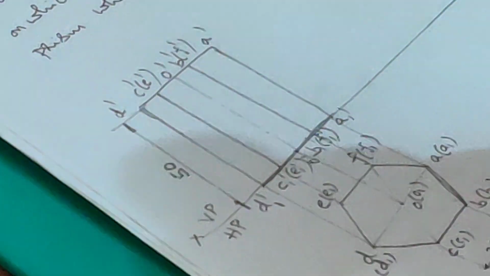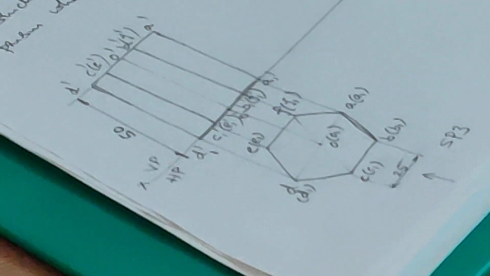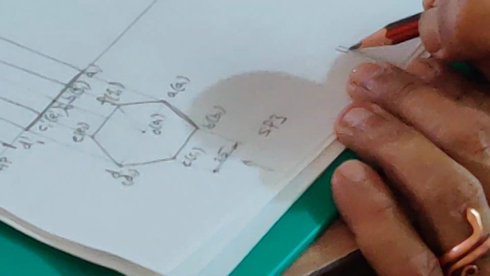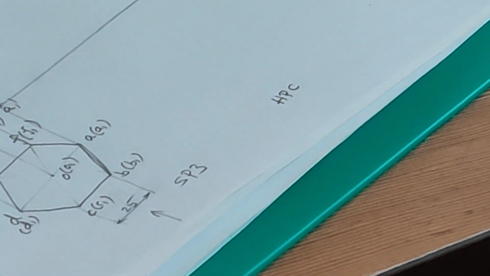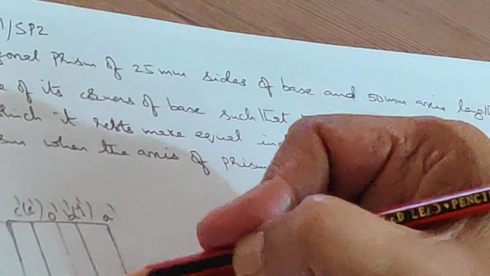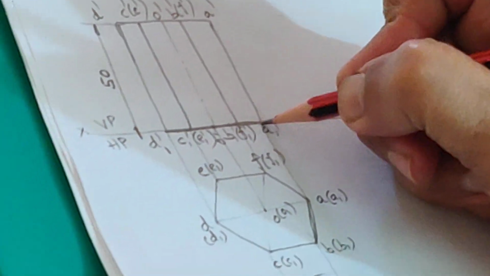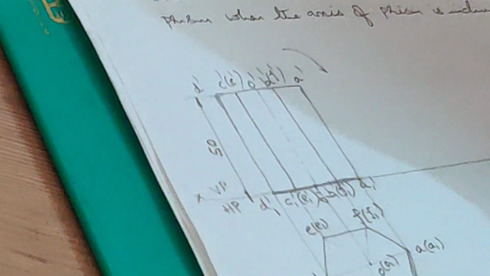This is your SP3, simple position 3. Now we are going to satisfy the HP condition in the next step. The HP condition says the axis of the prism is inclined to HP at 40 degrees. This is the axis. So keeping the corner A1 on HP, you are going to rotate the prism in clockwise sense.